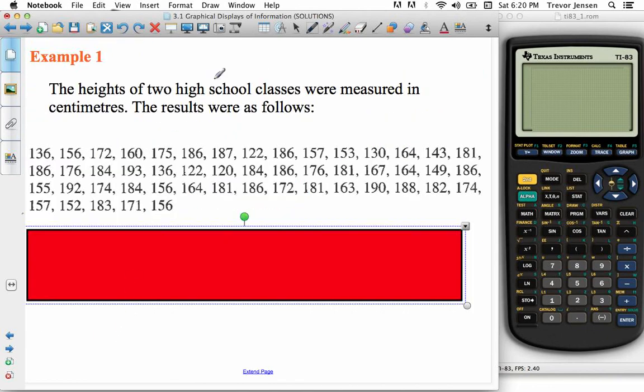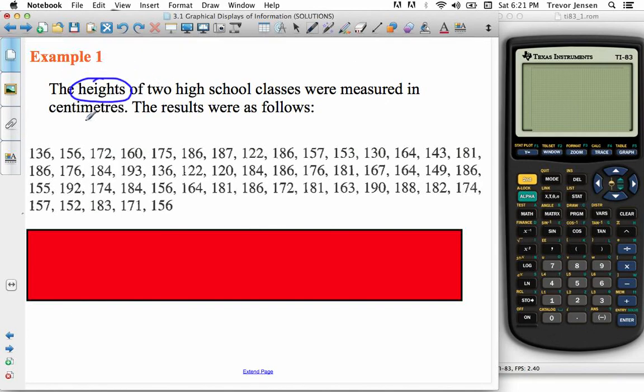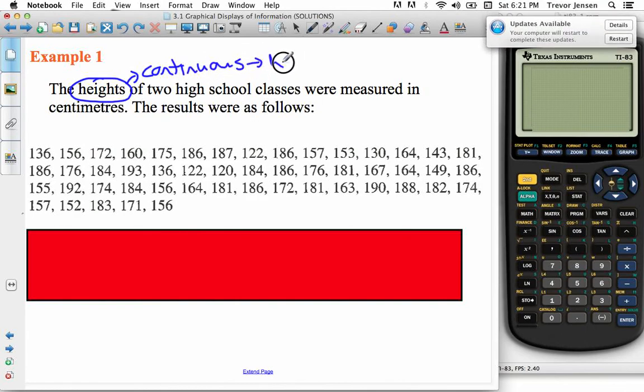So basically, I want to make a histogram for this data. Why do I want to make a histogram? Well, because this data represents the heights of 2 high school classes. So I've got all the heights of the students in 2 high school classes recorded below here. I want to display it using a graph. To figure out what graph I want to use, well, the variable is heights. Decimal values are possible when measuring the height of a person. So that's a continuous variable, which means I want to use a histogram to display this data.